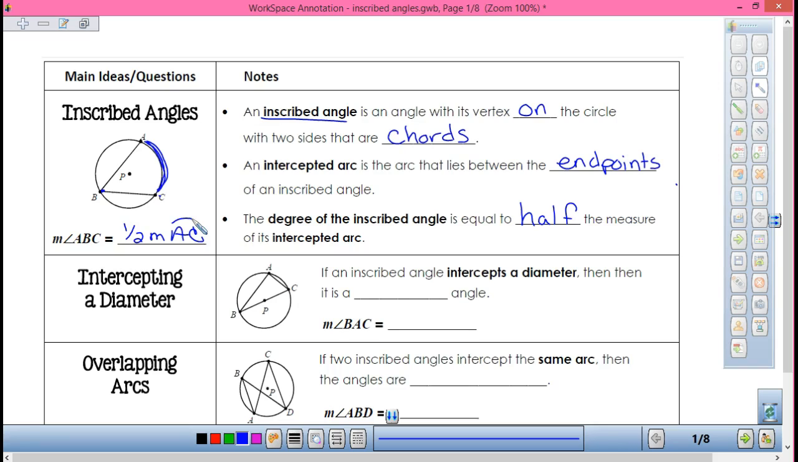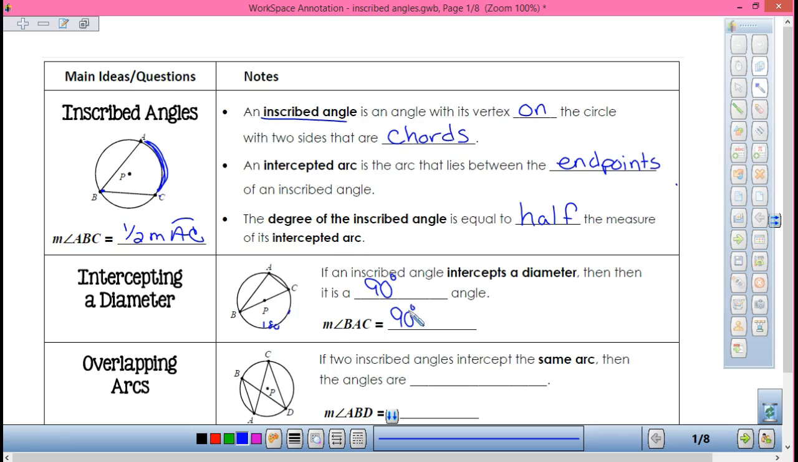Okay? An inscribed angle intercepts a diameter. So if it intercepts the diameter, this arc is how many degrees? 180. So that would make my angle what? 90 degrees. Okay, so the measure is 90 degrees. What do we call a 90-degree angle? A right angle, yep. Because it's half of that arc.